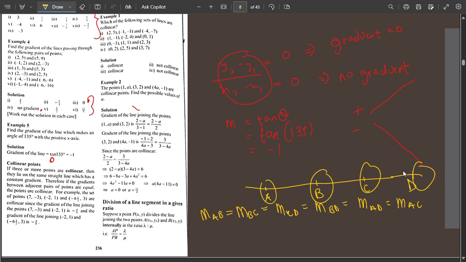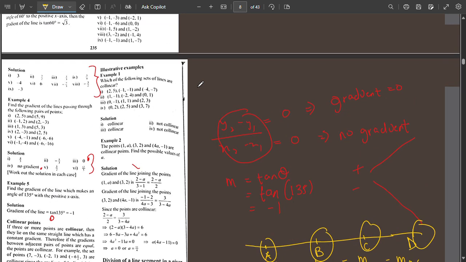are collinear points. So that's the key word we use here: collinear. They are all on a linear line. So if I ask you to find if some points are collinear, like here in example 1, which of these sets of points are collinear? Sorry, collinear.